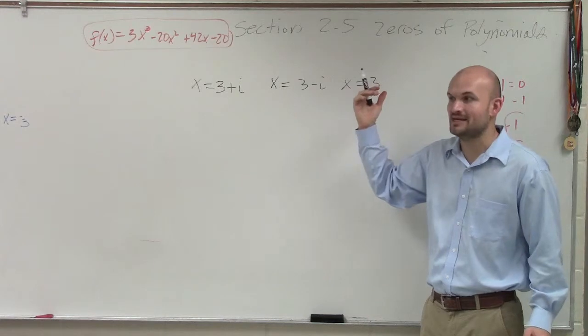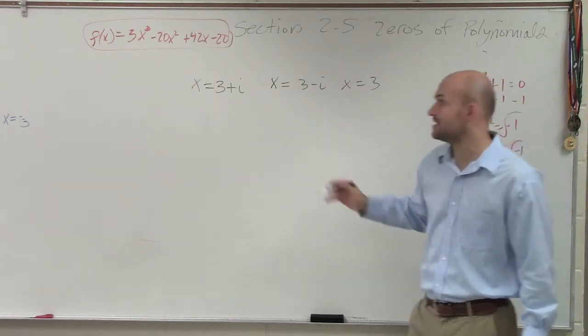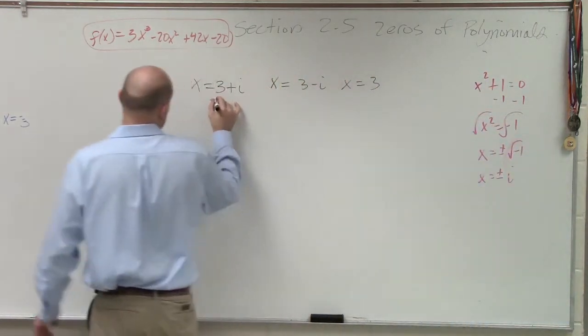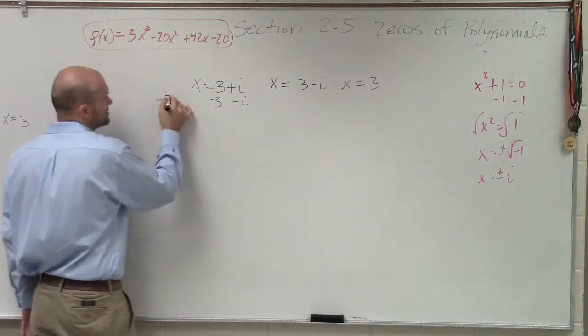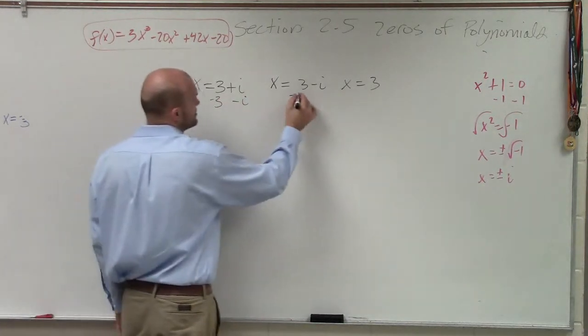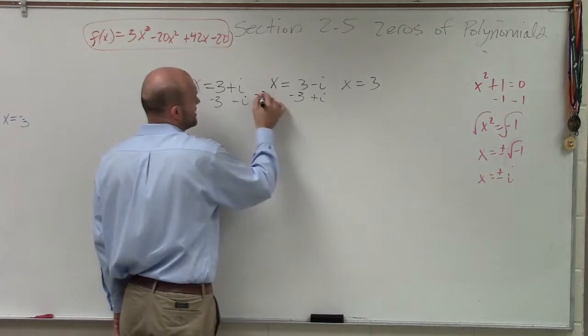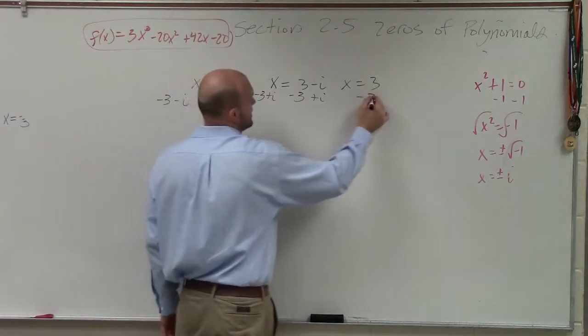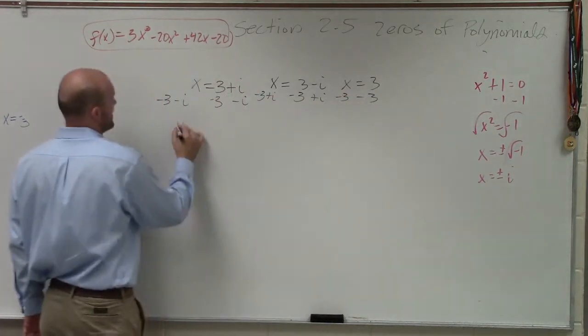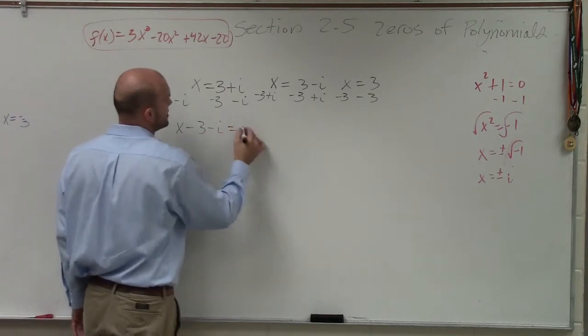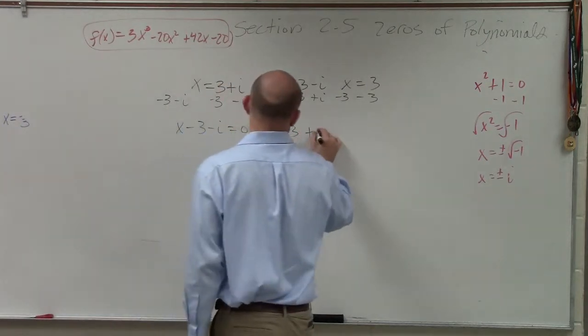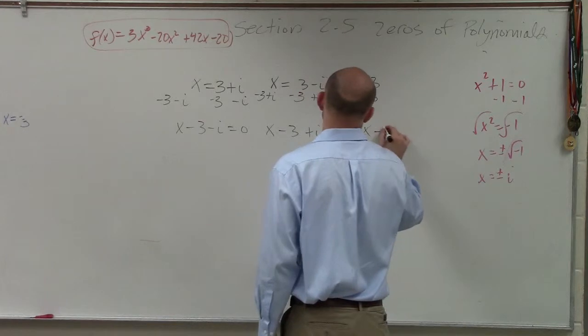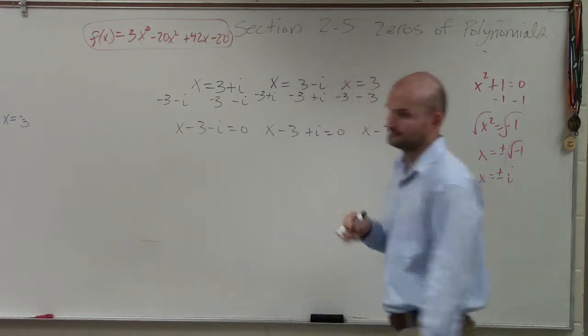Now let's set them equal to 0. So that means I need to subtract a 3 and subtract an i on both sides. Subtract a 3 and add an i on both sides. And then subtract a 3. So therefore I have x minus 3 minus i equals 0, x minus 3 plus i equals 0, and x minus 3 equals 0.